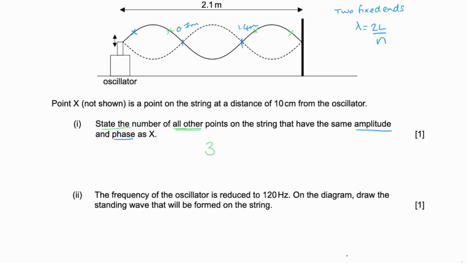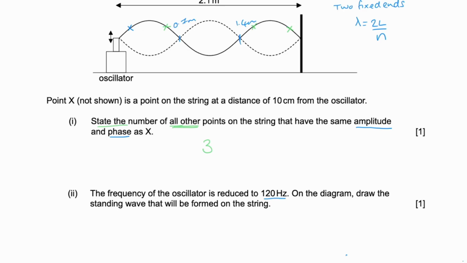2. The frequency of the oscillator is reduced to 120 Hz. On the diagram, draw the standing wave that will be formed on the string. The initial frequency is 360 Hz. The final frequency is 120 Hz. And you can see that that is 1/3 of the initial frequency. Bearing in mind that the speed of the wave will be the same because the material of the wave is the same, if the frequency decreases by 1/3, then the wavelength has to increase by 3 to keep the speed the same. So we have to increase the wavelength of this wave by 3 times.